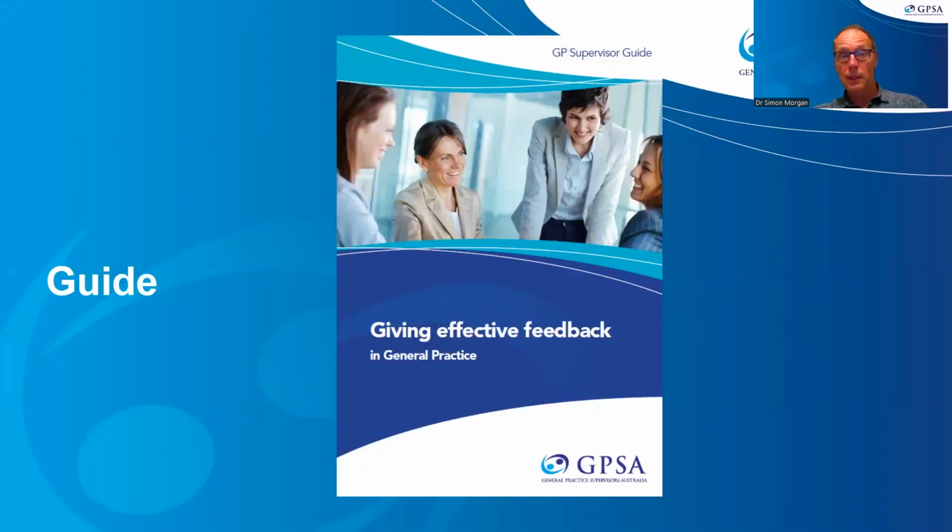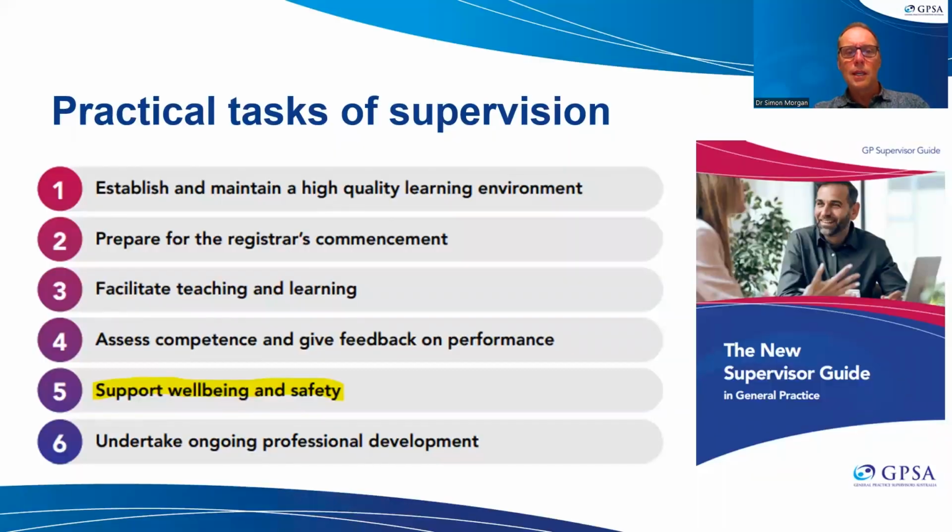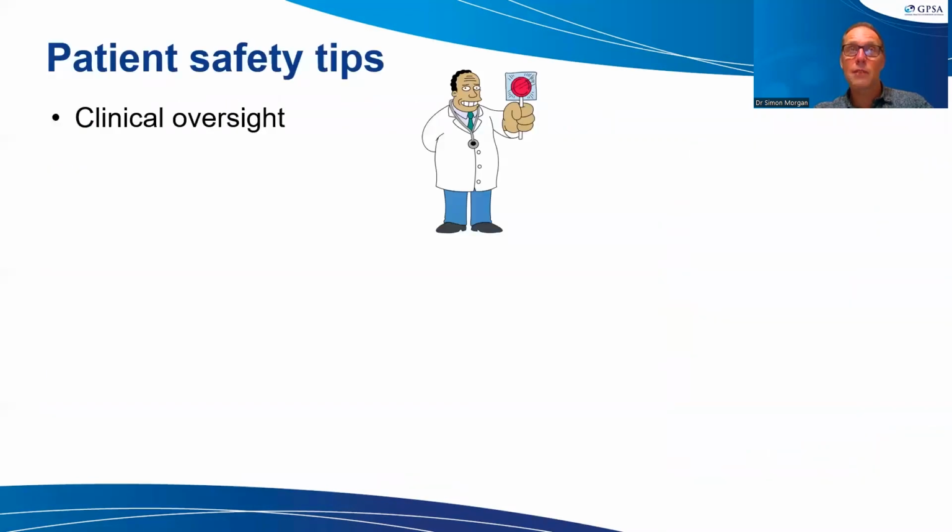And there's a guide on feedback too. We're nearing the end of this list of tasks, and possibly you could argue this should be number one, but this is wellbeing and safety. So I like the term safety for patients, but I also like the term safety for registrars. But if we think about this clinical oversight role and how to actually implement that, so what is best practice in clinical oversight?